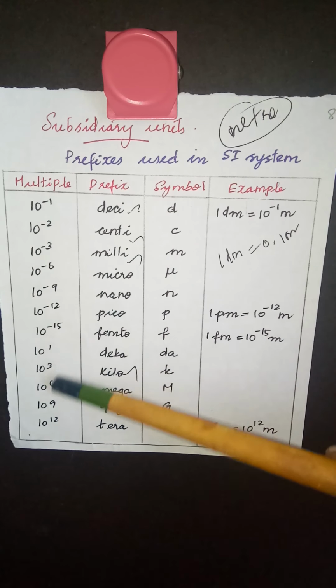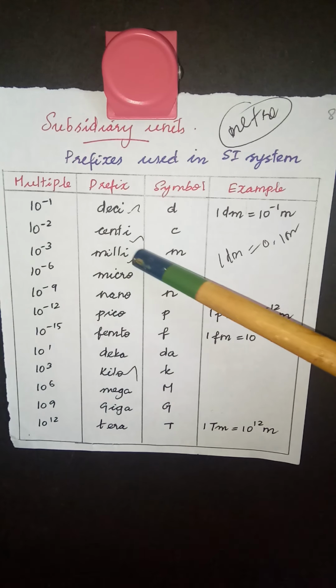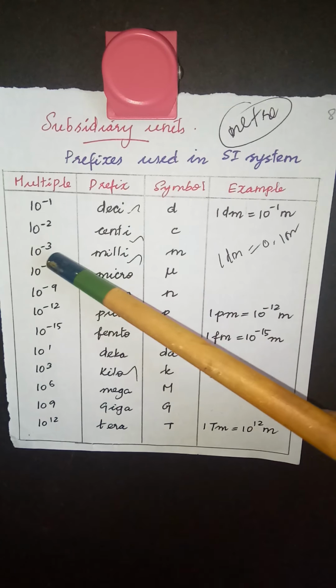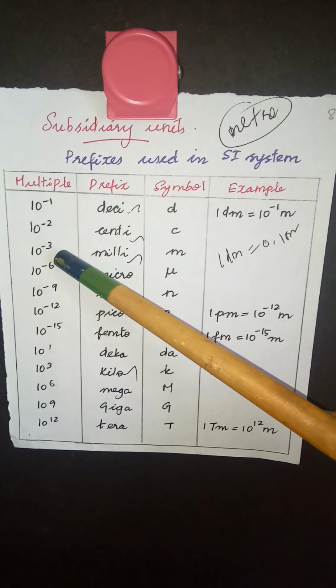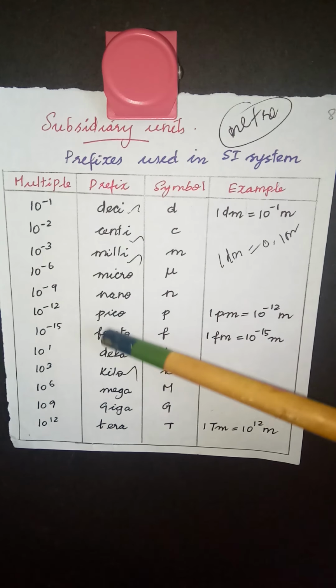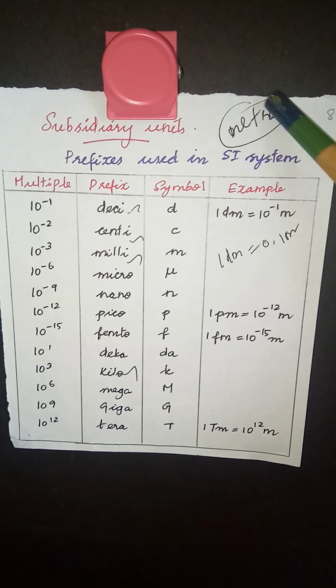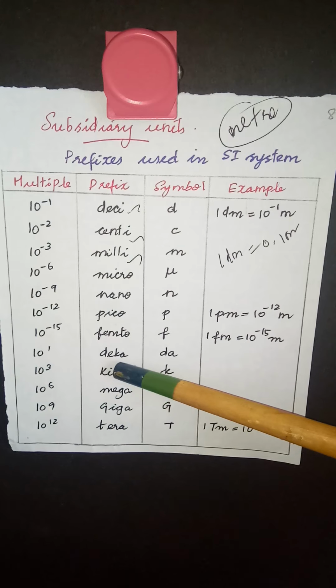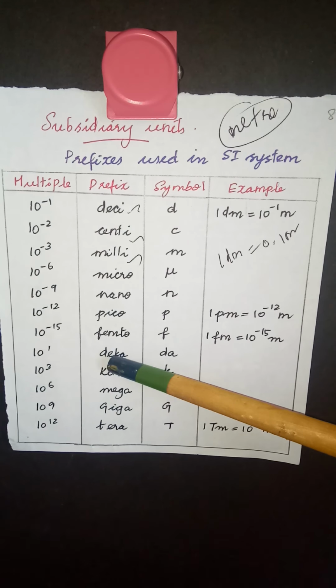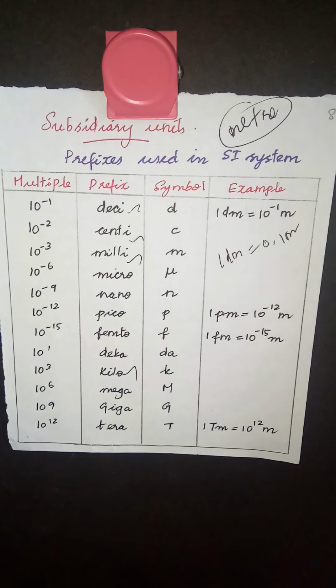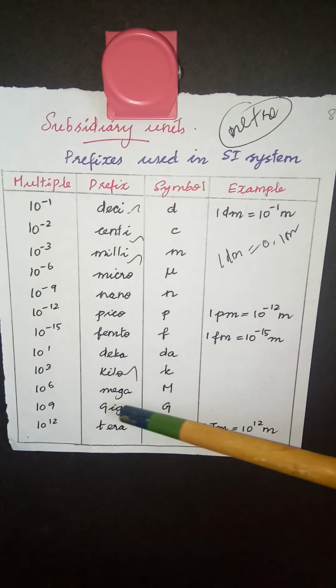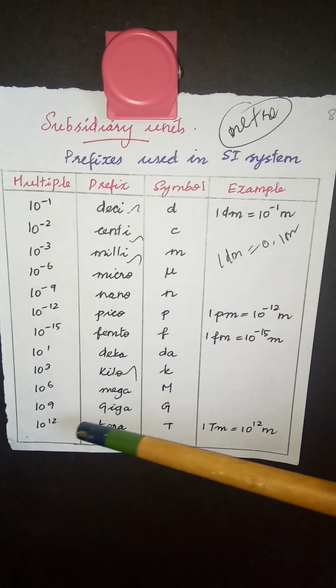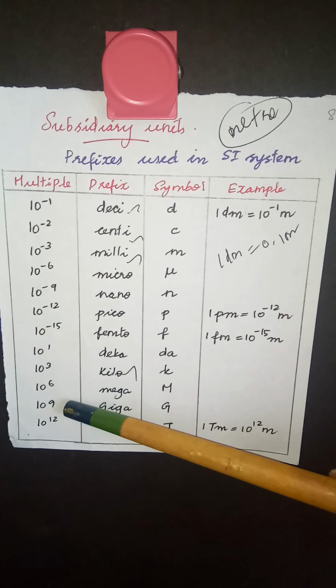So everywhere you should put meters. And millimeter will be equal to 10 power minus 3 meter. So all these prefixes can be related to the SI unit meter. So when I say 1 kilometer, which means 10 power 3 meter. Not only for meter, you can use it for other units also. And see, giga. 1 gigameter is equal to 10 power 9 meter.